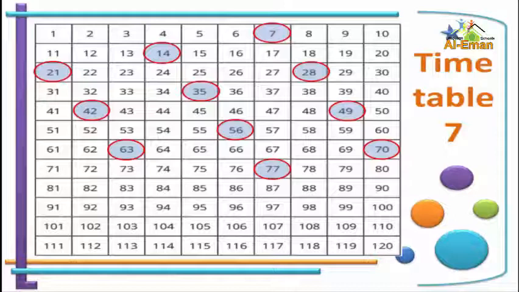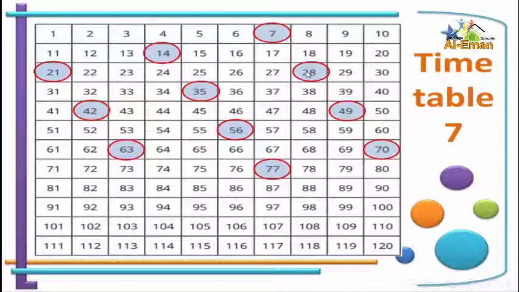Timetables 7. The multiples of number 7 from 1 to 20 are the same as the results of the multiplication table 7. 7 multiply 1 equal 7. 7 multiply 2 equal 14.